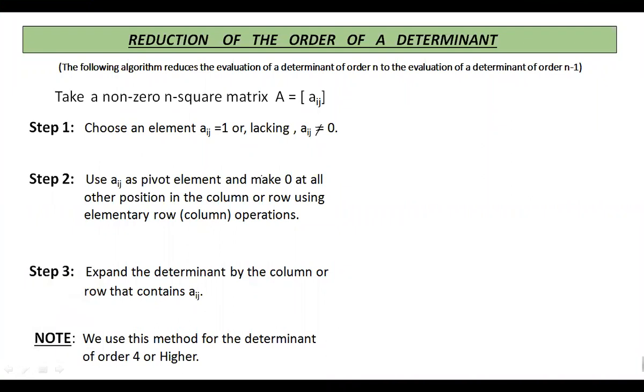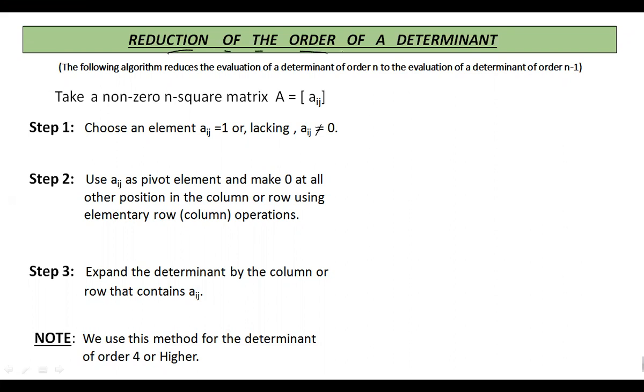Good morning everyone. Today we will learn how to find the determinant of a higher order matrix. We all know the procedure of finding the determinant of order 1, 2, 3. But when we use that method to find the determinant of order 4 or greater, that procedure becomes so lengthy. Now to replace that lengthy procedure with an easier one, we use this algorithm.